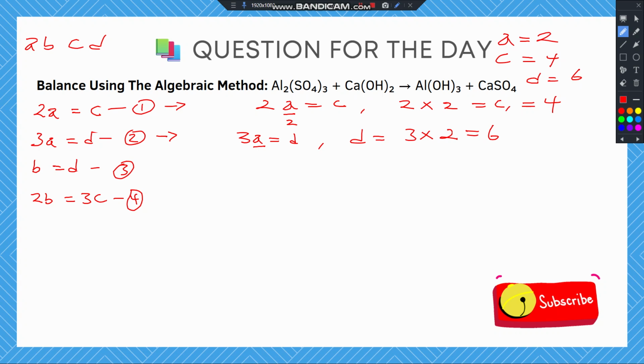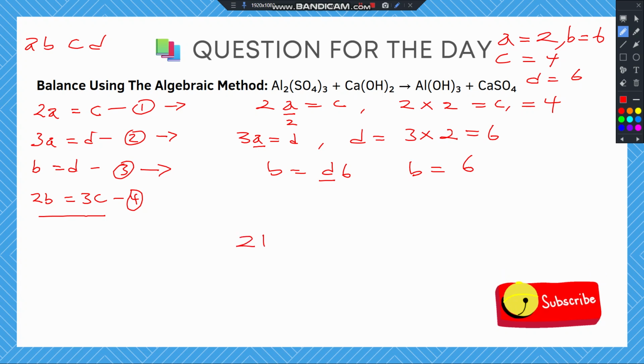I'm sure you're following. The third equation says B is equal to D. We know the value of D to be 6. So therefore B will still be equal to 6 since B and D are equal. So we know the value of B as well. B is equal to 6. And then we have the last equation that says 2B is equal to 3C. We have the value of B over here.